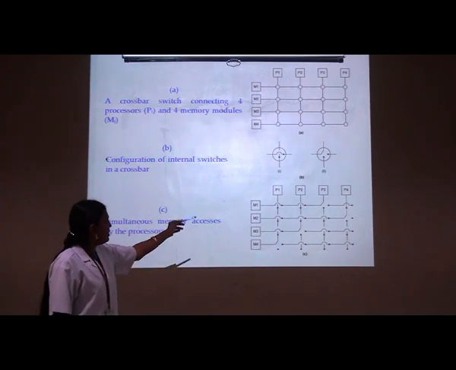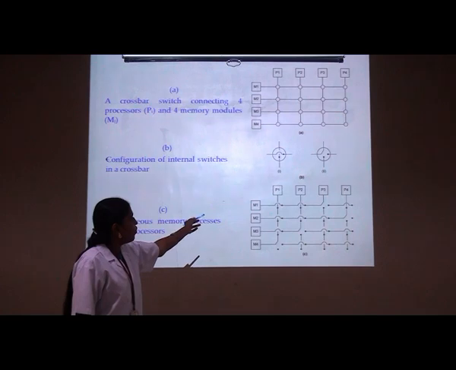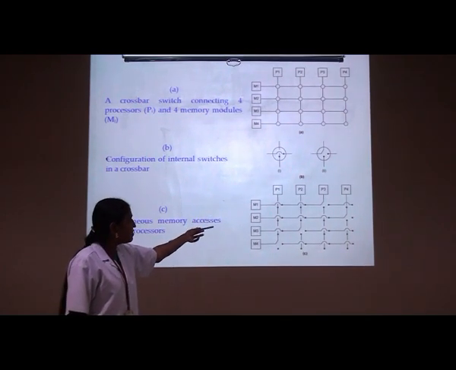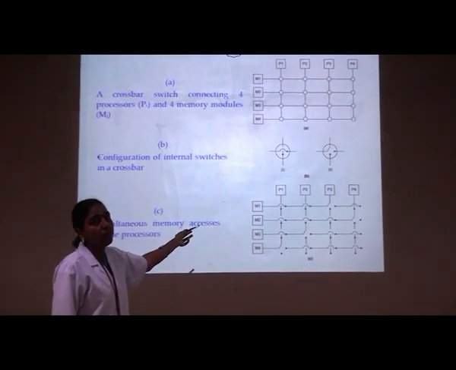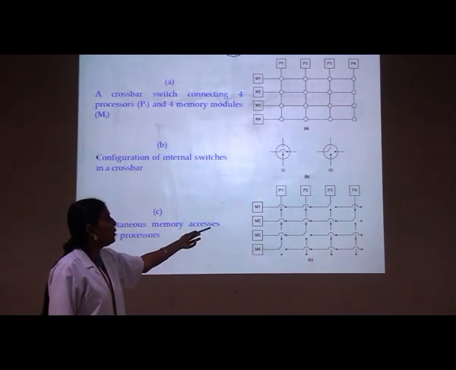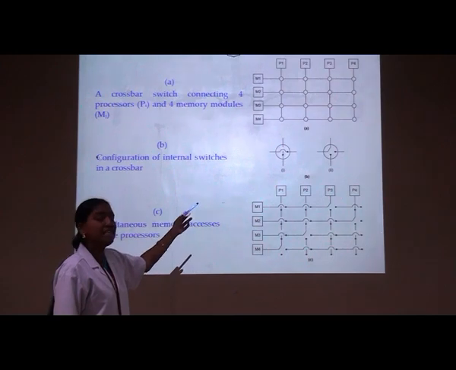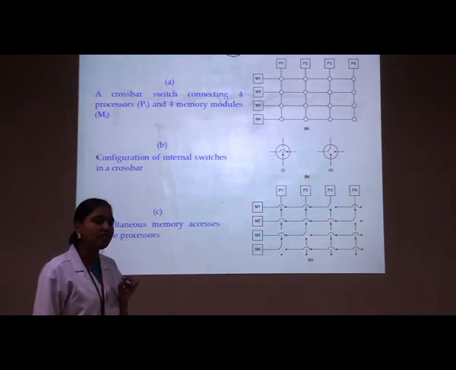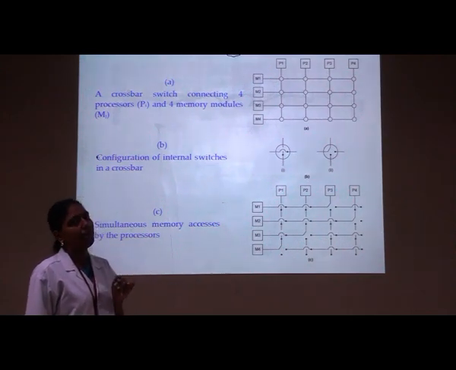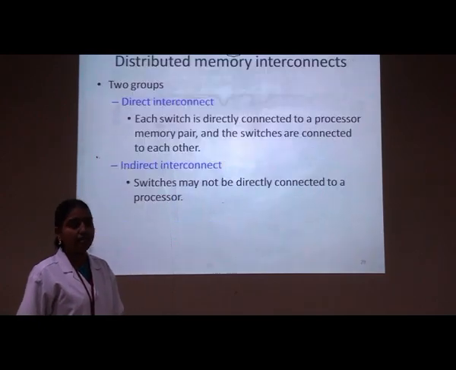In this third diagram, what is illustrated is that memory M1 is communicating with P3, that is processor 3. In the second case, M2 is communicating with P4. In the third case, M3 is communicating with P2, and in the fourth case, M4 is communicating with P4. The communication means either memory read or memory write takes place. This is the first category of interconnect.